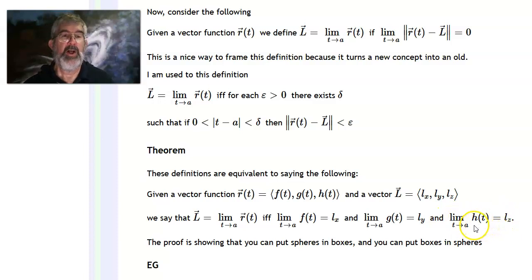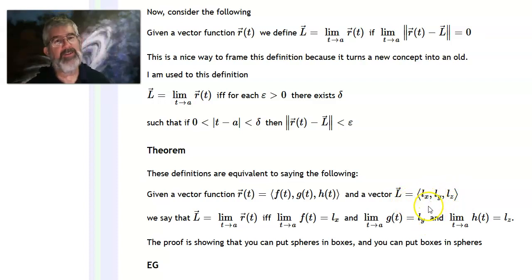That is, the limit of the vector function is the vector function of the limits, right? That is, you just look at each one. What does the x component go to? What does the y component go to? What does the z component go to? If all of those limits exist, then the limit of the vector function is the vector with all of those limits in it, right?